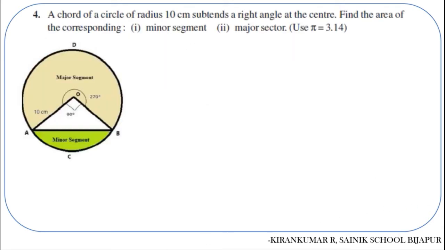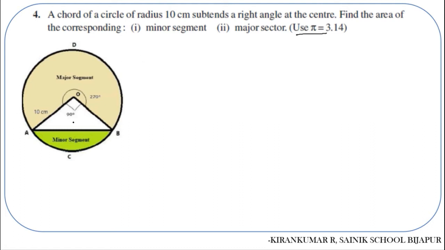Question number 4. A chord of a circle of radius 10 centimeter subtends an angle 90 degree at the center. Find the area of the corresponding minor segment and major sector. They have mentioned that use pi value as 3.14.